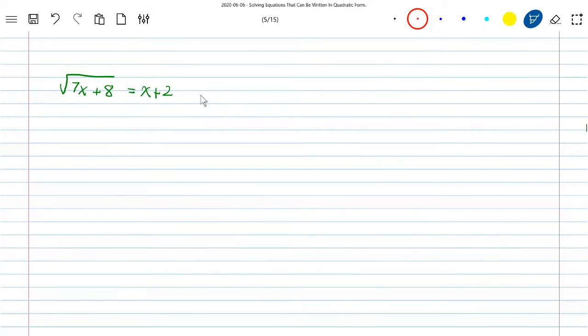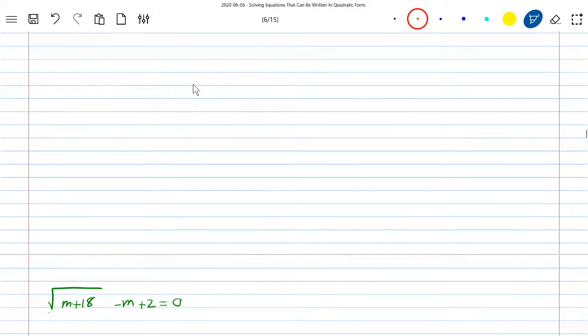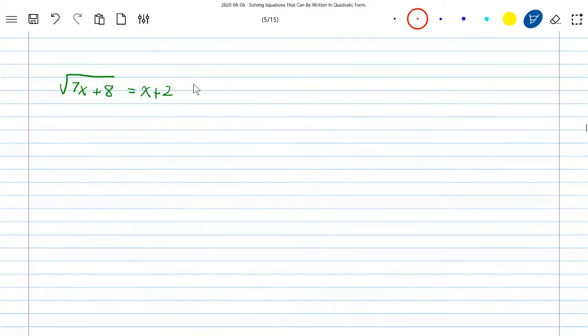Let's try the next example. We have one radical, and on the other side you do not have a constant, you have a variable. There is no difference than if it was a constant. You still do the same thing. I will have another example later, so let's deal with this one first.